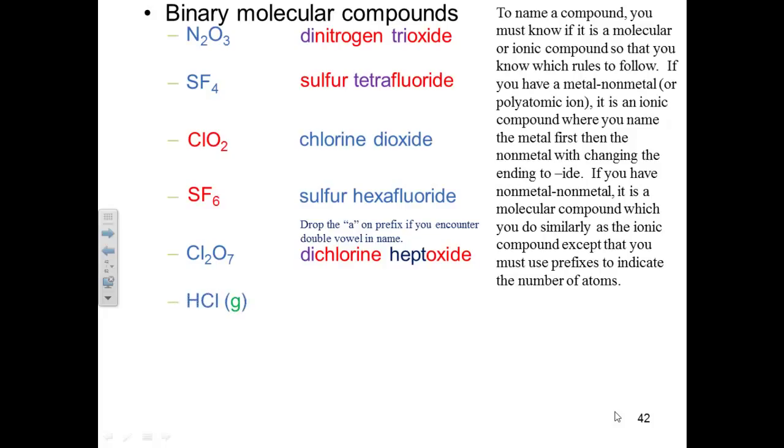Now, HCl gas, it's important I put gas there because I'm following the molecular rules. If I had AQ there, then it'd be an acid, and I have different rules to follow. So we're following the molecular species here. So I have hydrogen, and I have chloride, so this is hydrogen chloride.